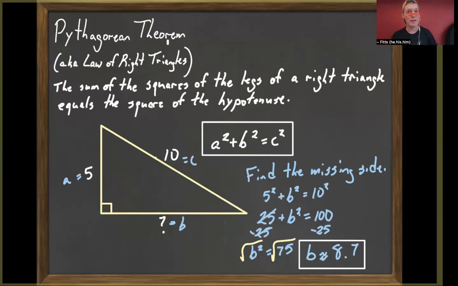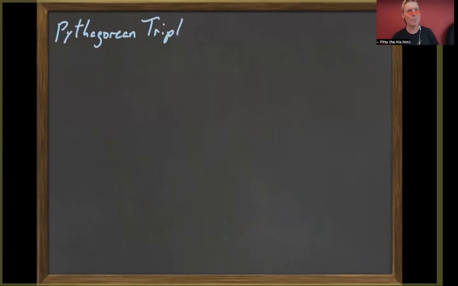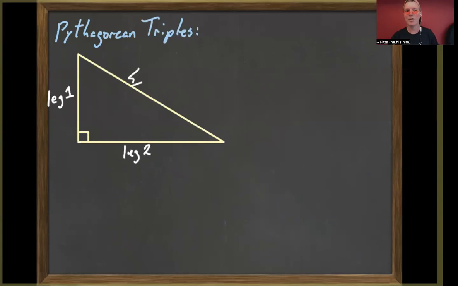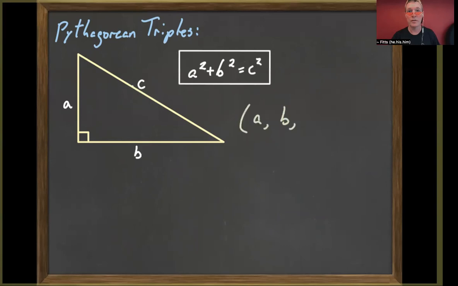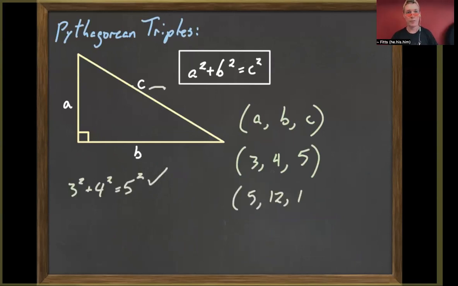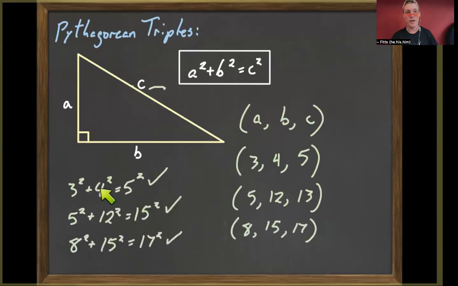Things that come up a lot, though, are these things called Pythagorean triples. Basically, they're just sets of integers that work and create a right triangle. So here's one example: 3, 4, and 5. I can make this 3, I can make this 4, I can make this 5, and that would work, right? So let's take a look. 3 squared plus 4 squared, does that equal 5 squared? Yeah, it does. 3 squared is 9, 4 squared is 16, that equals 25.